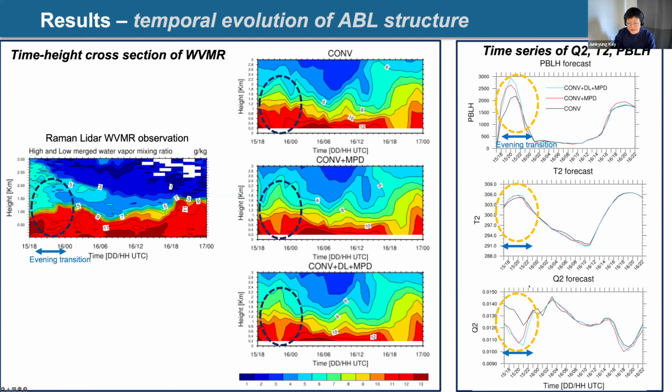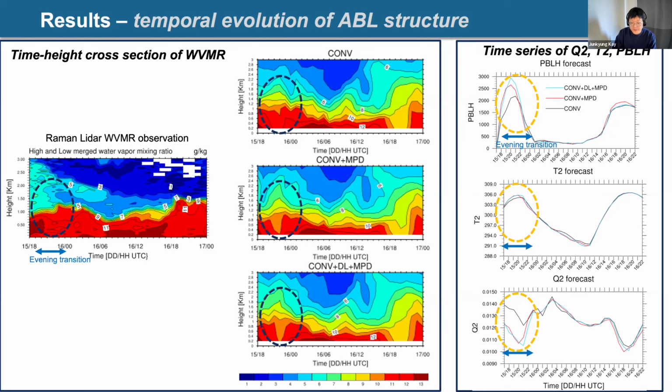So an interesting result is that the right panel shows the time series of PBL height, surface pressure, surface temperature, and humidity. The PBL height time series shows that assimilating the MPD and Doppler lidar intensifies the turbulence and increases the PBL height compared to assimilating only the conventional observations, leading to a more active mixing process. So the surface specific humidity has decreased compared to assimilating just conventional observations.